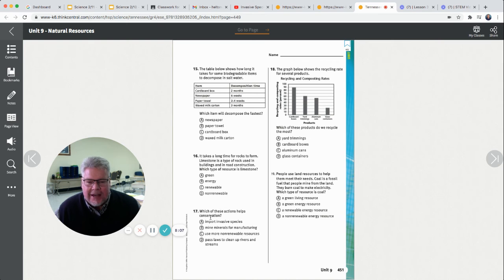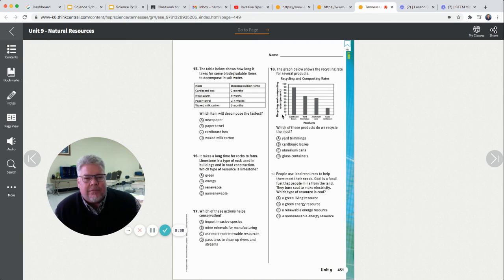17. Which of these actions help conservation, help save, use less and save something? Importing invasive species? That doesn't make sense. Mine minerals for manufacturing? No. Use more non-renewable resources? No. Pass laws to clean up rivers and streams? Yes. That would help conservation. It would help them last longer, and the animals in them last longer because the water is less polluted.